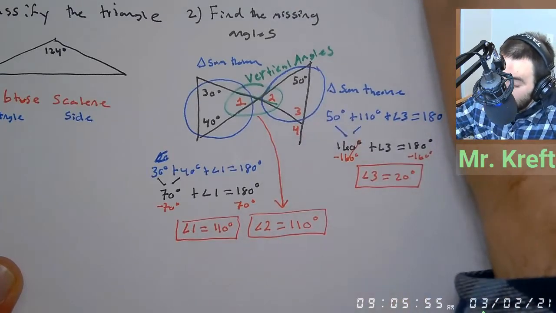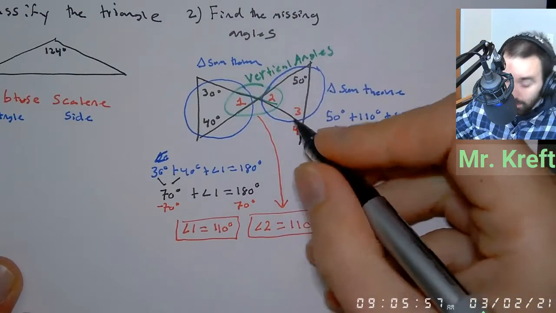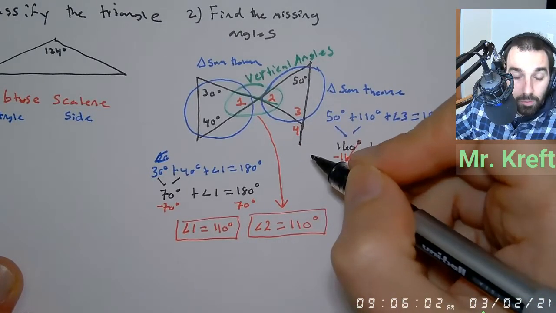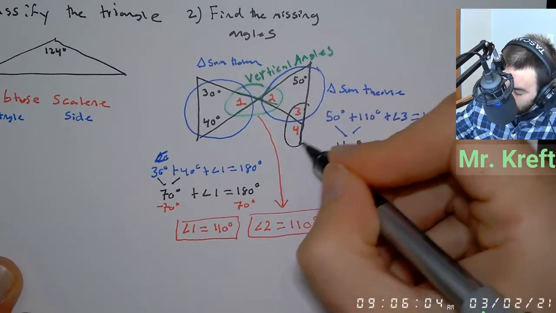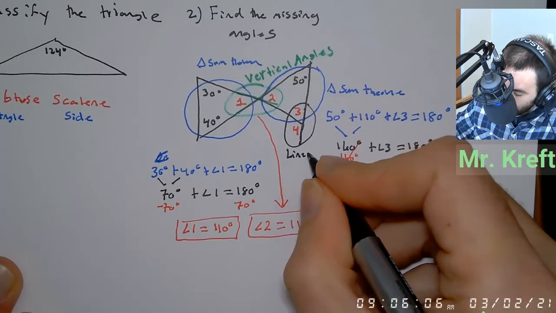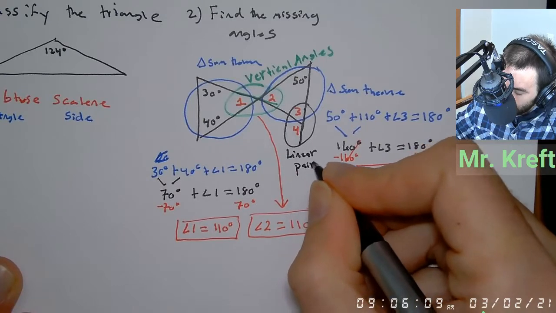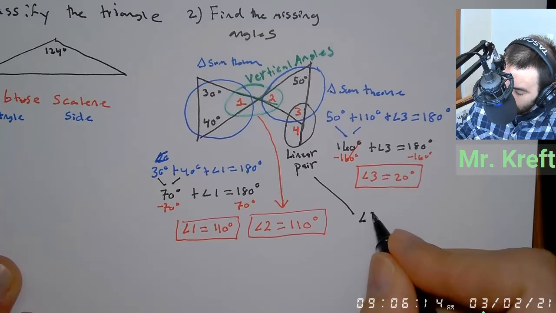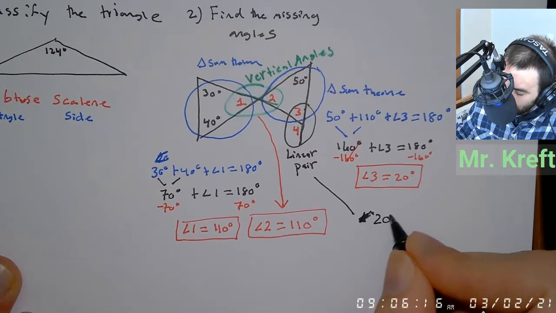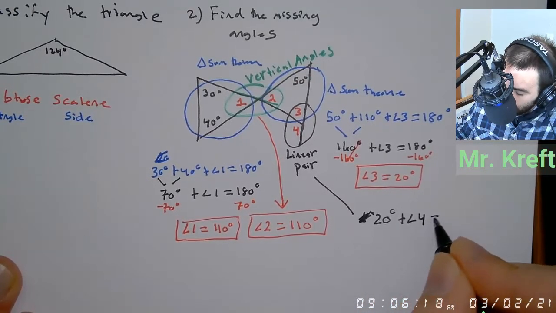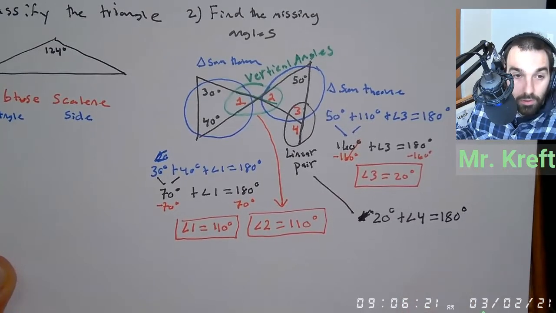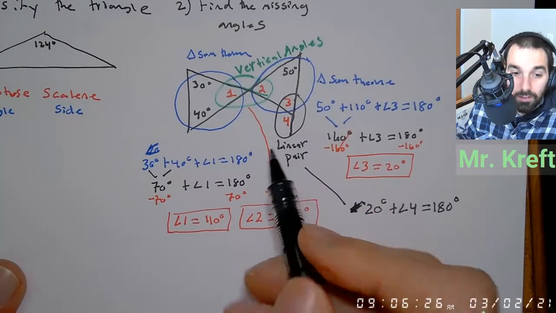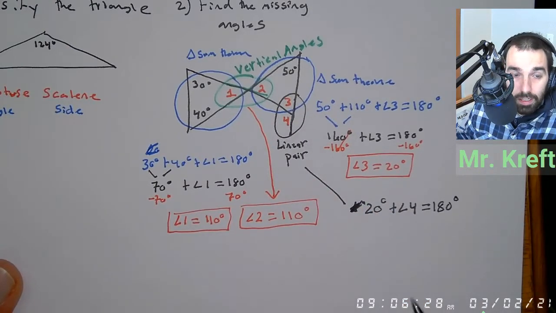Okay. So then the last one here that we have to look at is 3 and 4. So we have to remember this is on a line, and the number of degrees on a line is 180. So this is a linear pair. Okay. So if that's a linear pair, then I know angle 3, which is 20 degrees, plus angle 4 equals 180 degrees, right? Because it's a linear pair, which means that this is a line and that the angle for a line is 180 degrees.